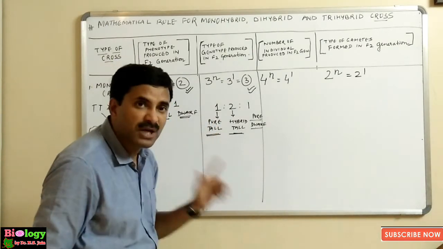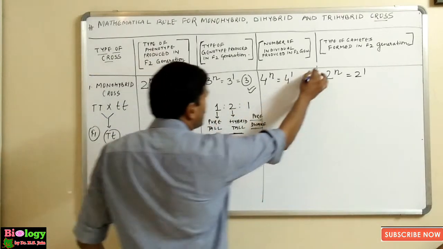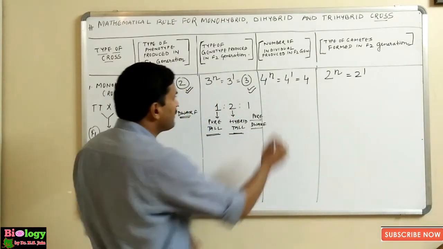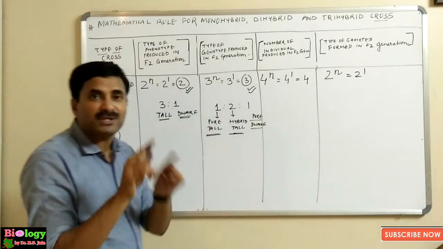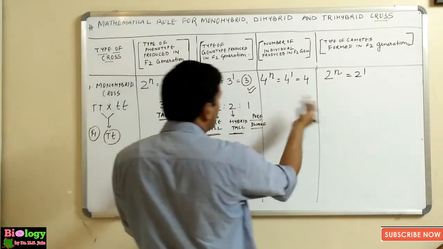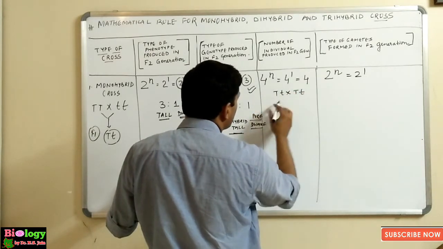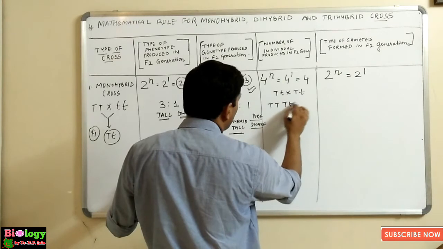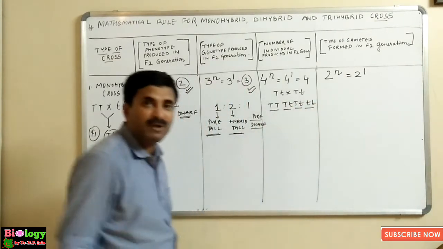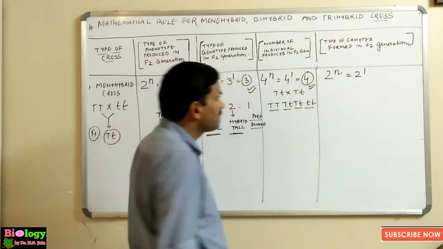I have not made the checkerboard, to make things easy. We have just used the mathematical expression. Now see here, 4 to the power of 1, so it comes out to be 4. You know very well that in the monohybrid cross, the checkerboard is made up of 4 boxes, and 4 individuals are produced. Say when capital T, small t and capital T, small t were crossed, you get capital T capital T, capital T small t, capital T small t, small t small t. So 1, 2, 3 and 4. The checkerboard was made up of 4 individuals, so 4 individuals are produced.